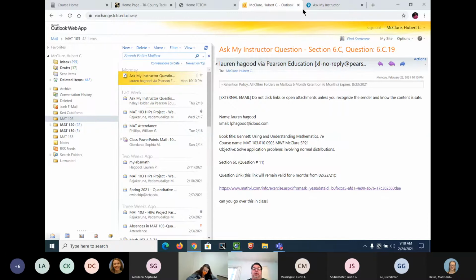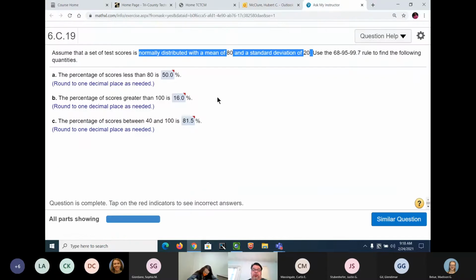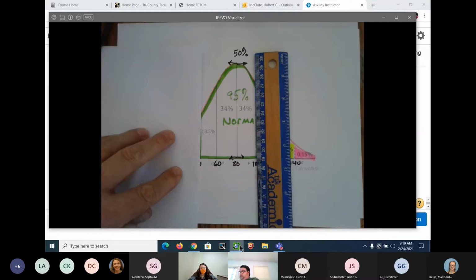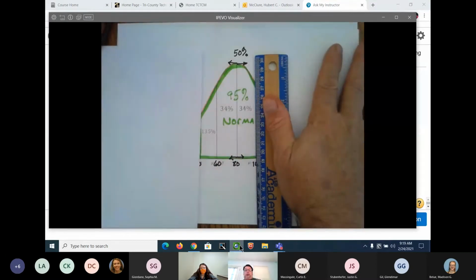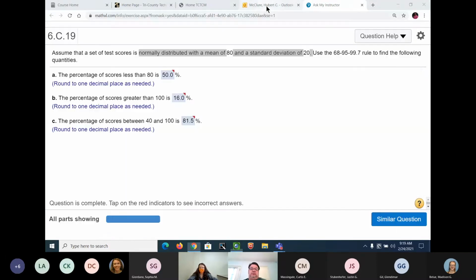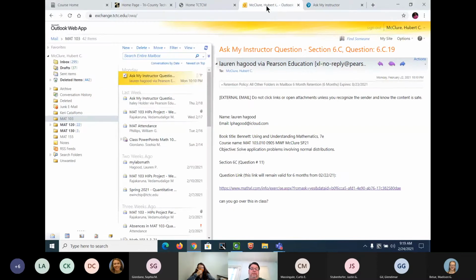And between 40 and 100. So here we go. What are we going to do? We're going to add them up. 34 and 34 is 68. And then 68 plus 13.5 is, I have no idea, 81.5. Is it 81.5? I think it is. Yes, Hubert, it is. Thank you, class. 81.5.